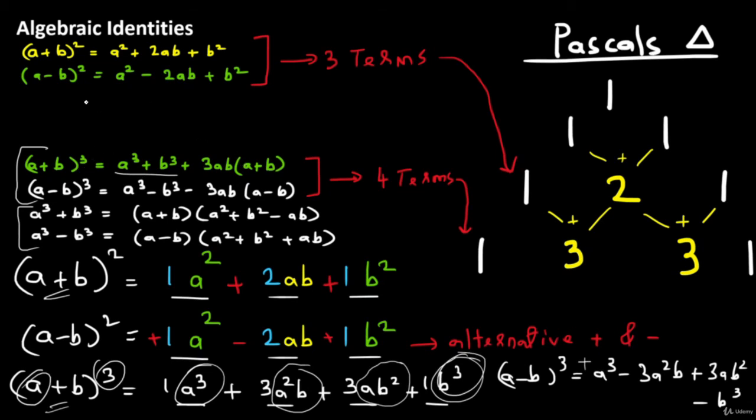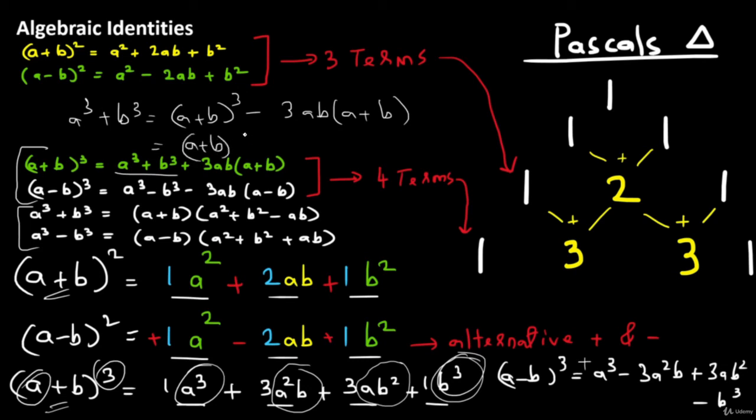Let's take this to the other side. So I get a cube plus b cube is equal to a plus b the whole cube minus 3ab into a plus b, right? Now let me take a plus b as a common factor out. So that's a plus b into, over here I'm left with a plus b the whole square, and over here I'm left with minus 3ab, right?